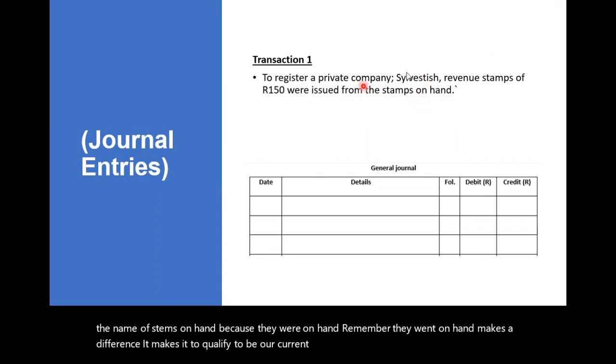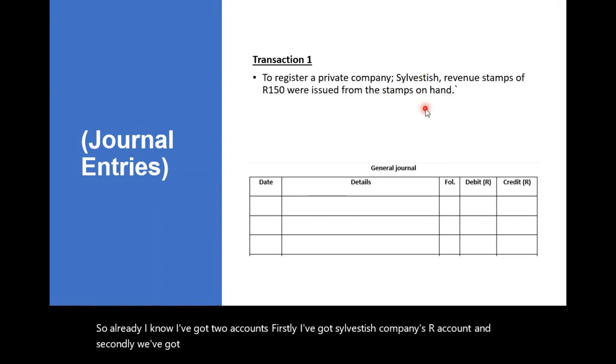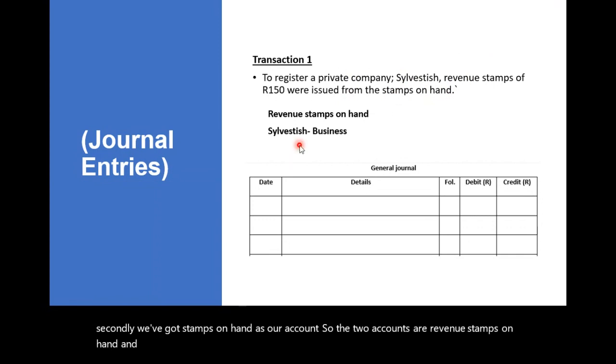So already I know I've got 2 accounts. Firstly, I've got Silverstish Company as our account. And secondly, we've got stamps on hand as our account. So the 2 accounts are revenue stamps on hand and Silverstish business.